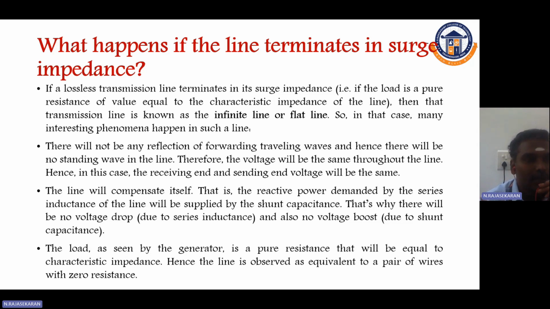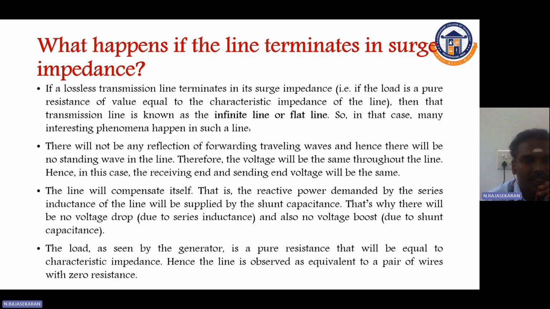Definitely we are using a more inductive load, so there is a shortage of reactive power, and it is supplied by the shunt capacitor. If the line is not connected to the load, there is an excess of reactive power, and it is absorbed by the shunt capacitor. So the line can balance itself. We cannot arrange any external sources to compensate each one. So this is very important.